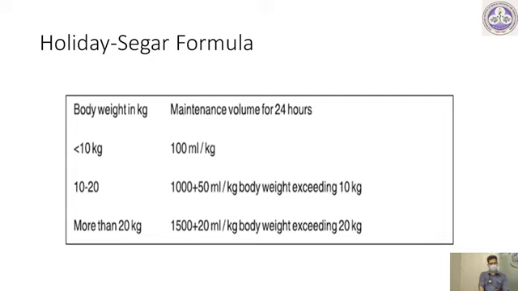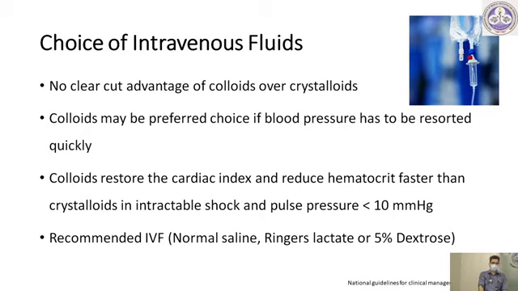Coming to the choice of intravenous fluids, there is no clear-cut advantage of colloids over crystalloids. However, colloids may be the preferred choice if blood pressure has to be restored quickly. Colloids restore the cardiac index and reduce hematocrit faster than crystalloids in intractable shock and where the pulse pressure is less than 10 millimeter of mercury. The recommended IV fluids according to the Indian guidelines are normal saline, Ringer lactate, or 5% dextrose solution.